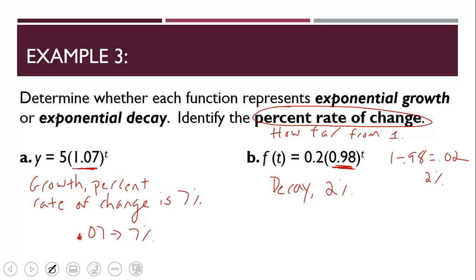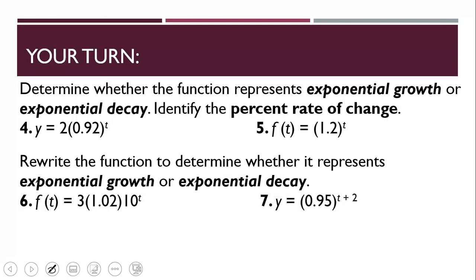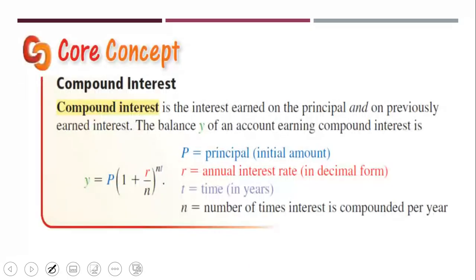So you always want to think, again, like I said, as how far away are you from 1 in terms of that percent rate of change. And remember, above 1 is growth, below 1 is decay. We're not going to worry about example 3 here, rewriting the exponential function to determine if it's exponential growth or decay. And these examples 4 and 5 we'll look at in class.